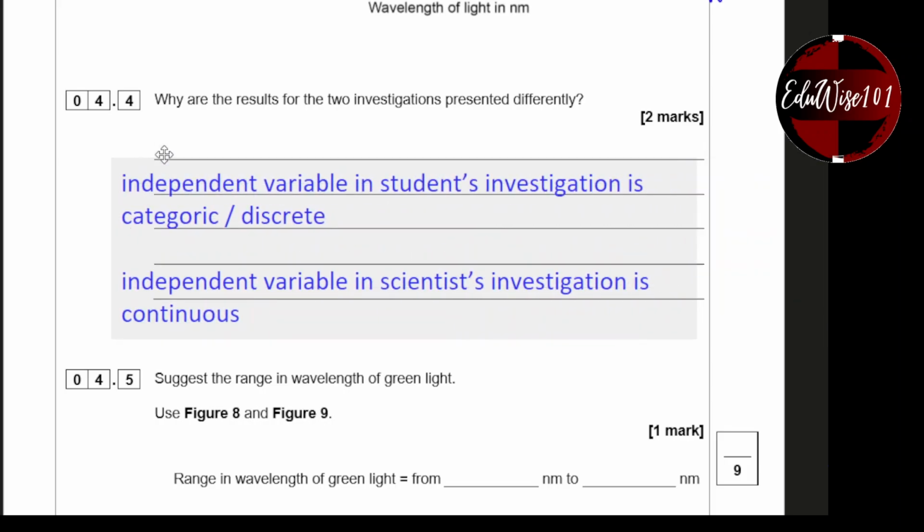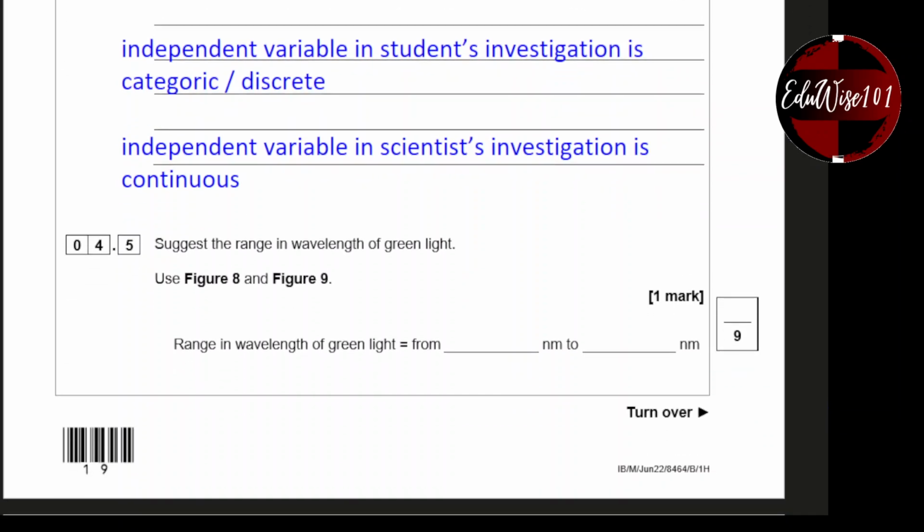So the independent variable in the student's investigation is categoric or discrete, and the independent variable in the scientist's investigation is continuous, meaning numbers. Suggest the range for wavelength of green light. Use figures 8 and 9.